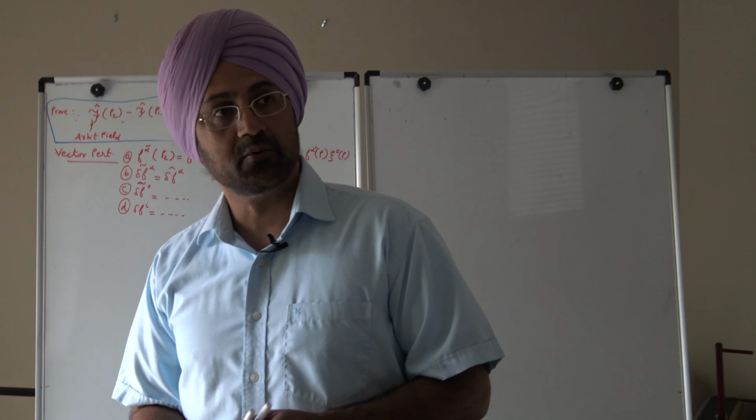Now coming to part B. Part B is simple. You split this into f bar alpha at p plus delta f alpha at p. Split this into f bar alpha plus delta f, and by the way, this is in the tilde gauge and this is in the caret gauge.